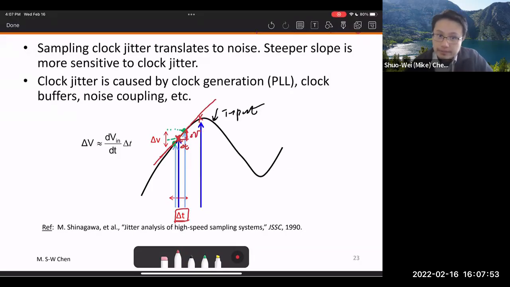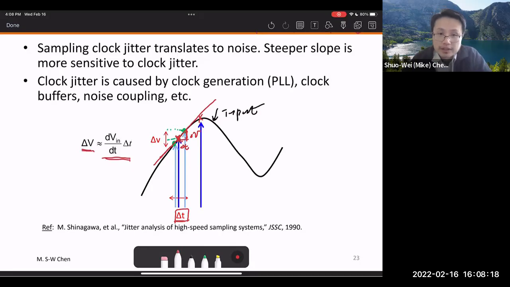So basically, this is a linear approximation of the jitter-induced errors. And therefore, as I show you on the left side, you can pretty much approximate this delta V as dV/dt, and this V is the input signal, V in. So you take the derivative of V in multiplied by delta t. That's the induced error.